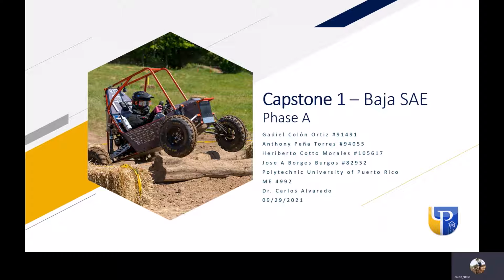Today, we will be presenting Phase 8 of our Baja SAE project. The group members are Gadiel Colón Ortiz, Antonio Peña Torres, Heriberto Coto Morales, and José Borges Burgos.